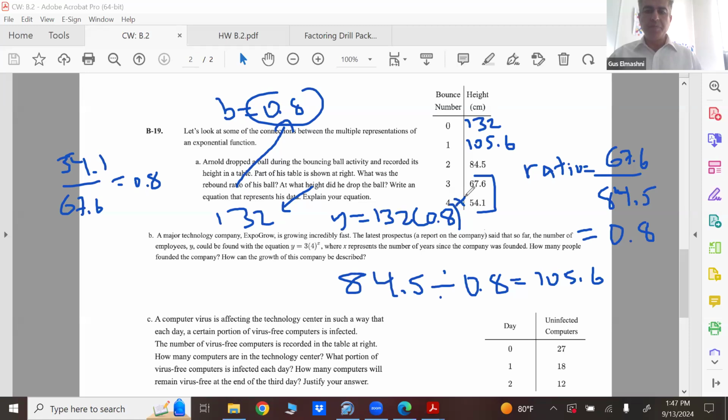Sorry, how do you get the 132? I just kept dividing by 0.8. You divide 105 by 0.8, and so on. Exactly right. So it's a little messy.